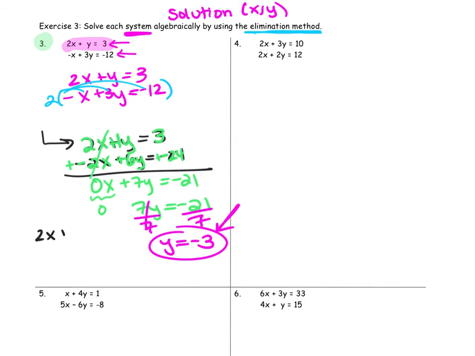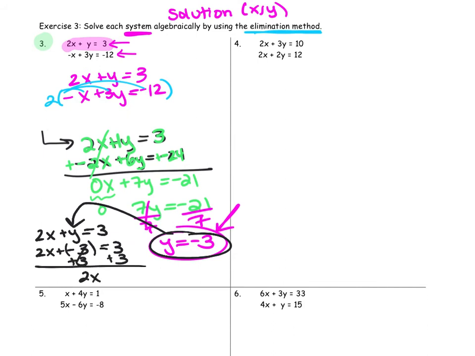So I have 2x plus y equals 3. We're plugging in for y here. 2x plus negative 3 equals 3. Add the 3 on both sides. I have 2x equals 6.